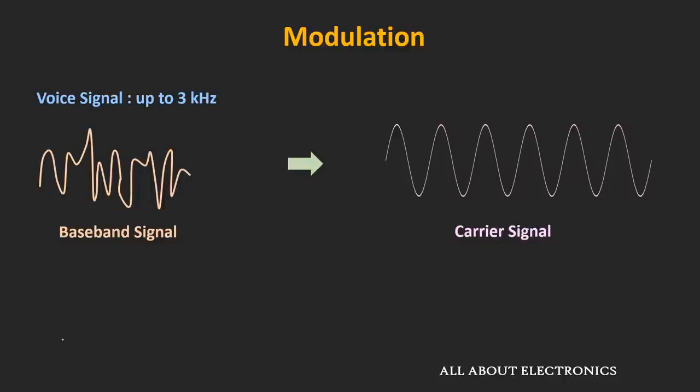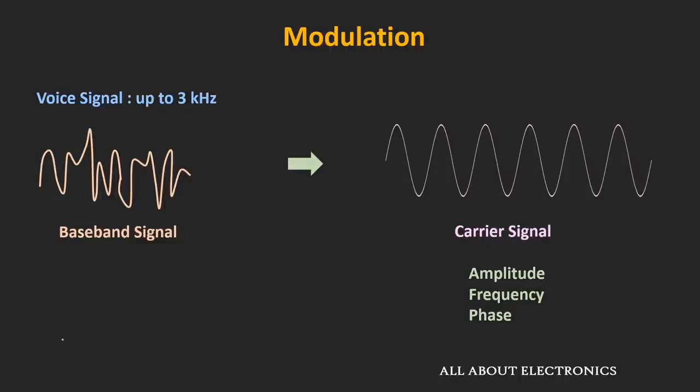Now we know that any signal has three basic properties: amplitude, phase and frequency. So modulation is the process where one of these properties of the carrier signal, like the amplitude, phase or frequency, is changed according to the baseband signal. And based on which property is changed, there are different types of modulation. But before that, first of all, let us see why this modulation is required.